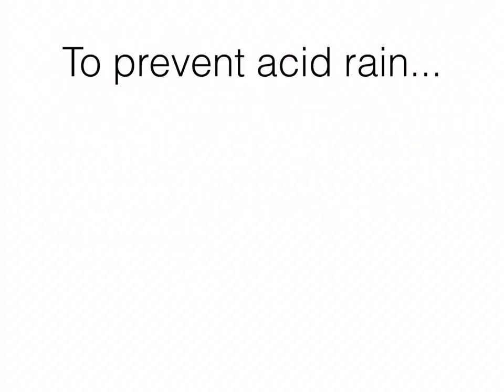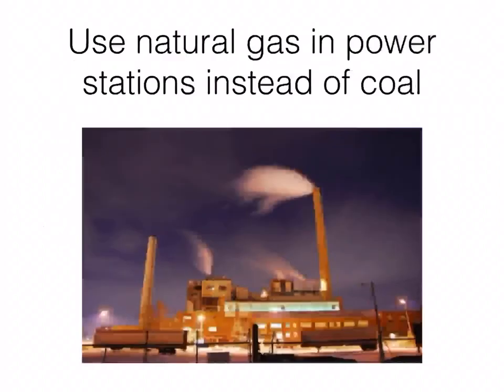So there are things we can do to prevent it. That's the good news. To prevent acid rain, instead of creating power and electricity by burning coal in our power stations, we should really be switching to natural gas. We have really seen that in recent years in Ireland. We have been switching from burning coal in our power stations to burning natural gas. That's a good thing. That's one way of cutting down on acid rain, because gas doesn't produce as much harmful gases as coal would.